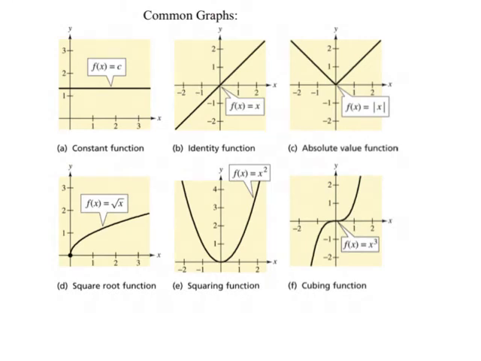In this slide here, you see the different common functions that we have available. Make sure, as you're graphing each of these, to be able to recognize what is a constant function, what is an identity function, what is an absolute value function. Every absolute value function looks something similar to what I have right there. Every square root function looks something similar to what I have here. Every square function looks like a parabola, and every cubing function looks something like this right here. Alright, so know the different types of common functions.